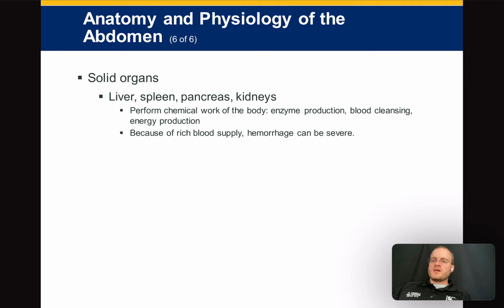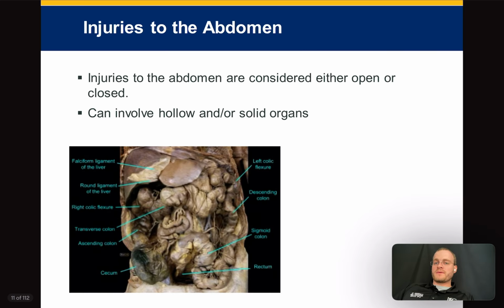Okay. And so the solid organs like the liver, spleen, pancreas, kidneys, ovaries, right? These do the chemical work of the body, so enzyme production, blood cleansing. This would be like the liver and the spleen. Energy production, the liver. Okay, and because of the rich blood supply, the hemorrhage can be severe. So all of these organs are very rich in blood supply. I would say, yeah, all of them actually. I'm not going to say one's more than the other. It kind of depends. Injuries to the abdomen are considered either open or closed, so that's pretty intuitive, and they can involve hollow or solid organs.